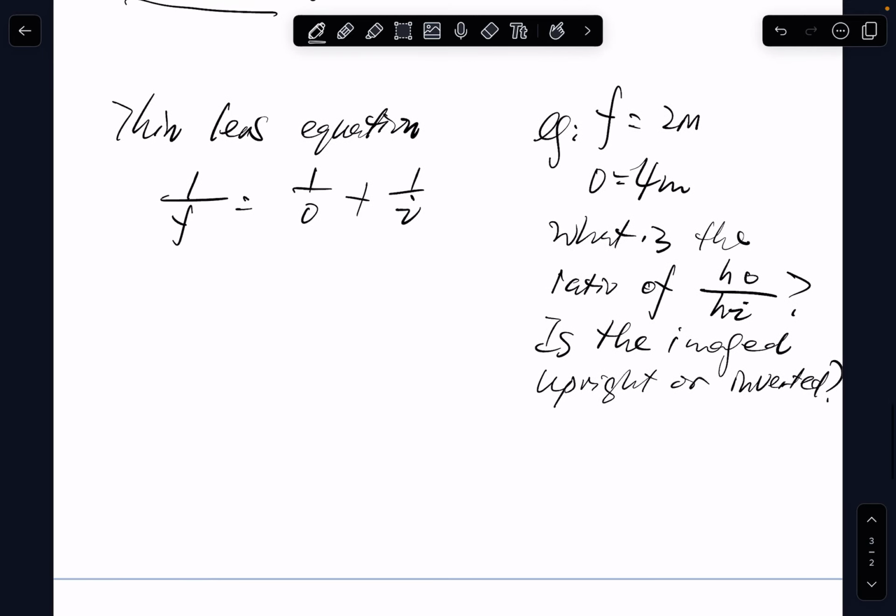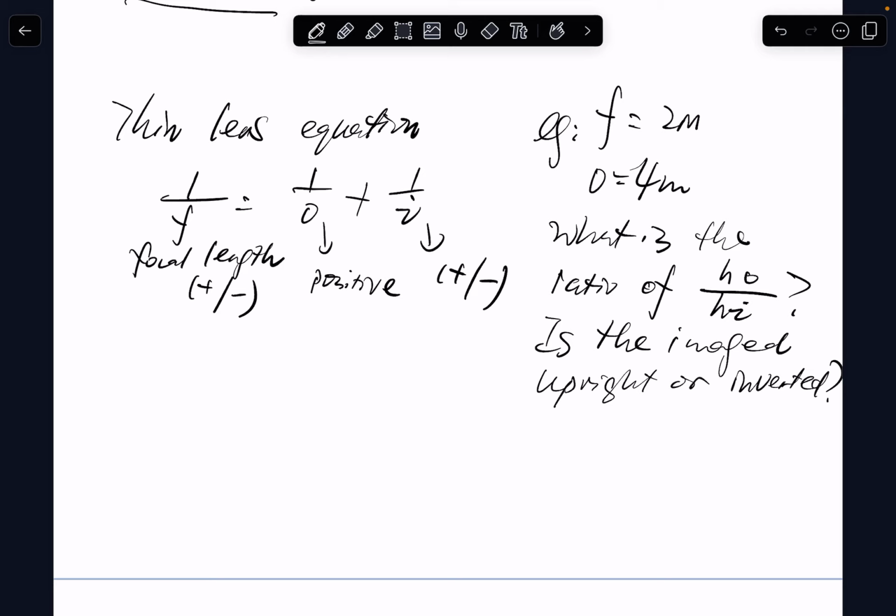And then lastly, we want to talk about the thin lens equation. The thin lens equation is really just 1 over f, where f is the focal length, either positive or negative, equals 1 over the distance of the object, which is always positive, plus 1 over the distance of the image, which can also be positive or negative. So that's how you plug in the numbers.